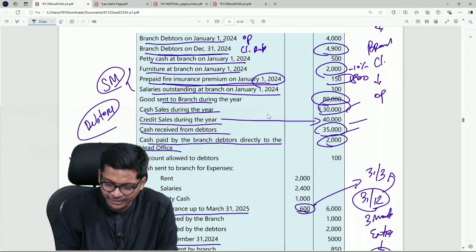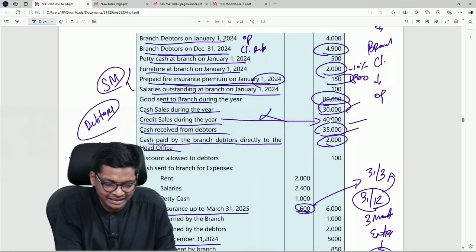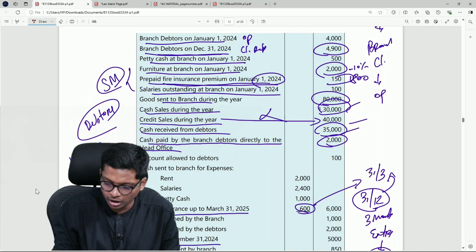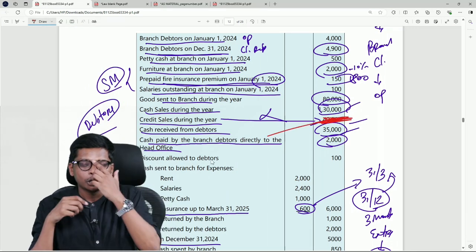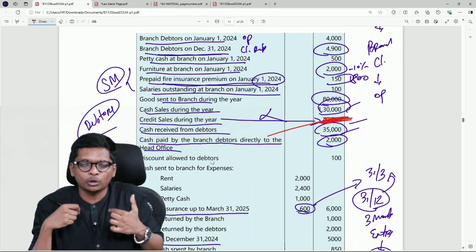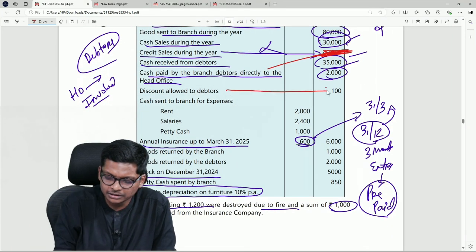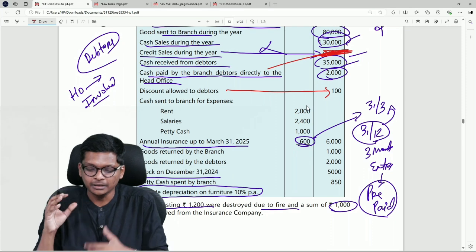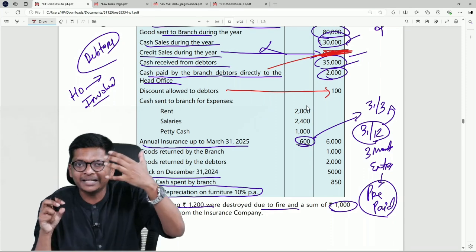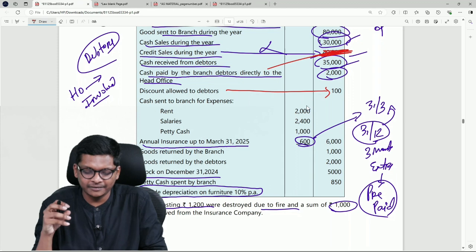Credit sales at the branch, I don't care about this. We should not care in this sum because what is happening at the branch without head office involvement, we don't account. Next, discount allowed to debtors, we don't see it here because they already gave opening and closing debtors. This is irrelevant for me.